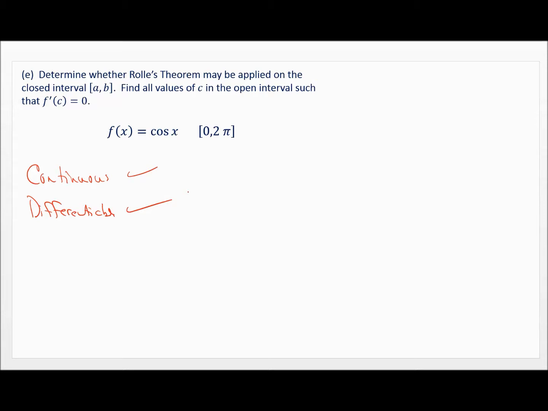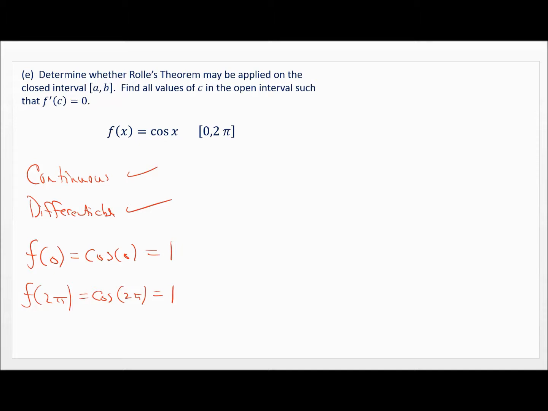Now, does f of a equal f of b? Okay, so f of 0 is cosine of 0. That was 1, just like it was a minute ago. And f of 2 pi is cosine of 2 pi. And you know that's also 1, right? Because the angle 0 and the angle 2 pi are coterminal. They land in the same place.